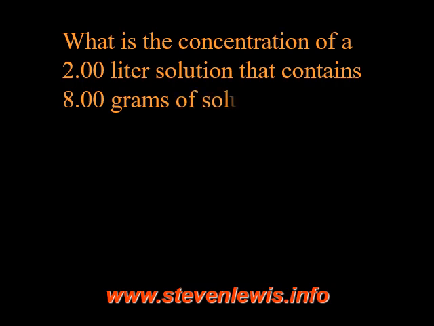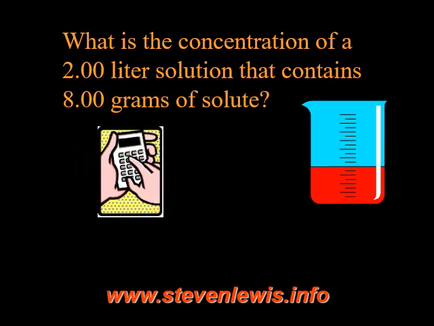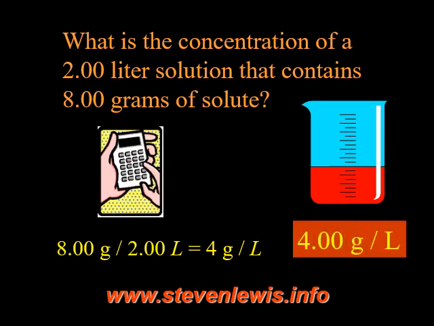What is the concentration of a 2.00 liter solution that contains 8.00 grams of solute per liter? Once again, we get out our handy-dandy calculator and do the math, and our calculator spits back at us a lonely 4 grams per liter. So what should we report as our answer? 4.00 grams per liter.